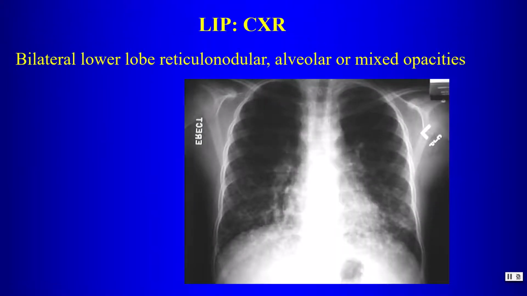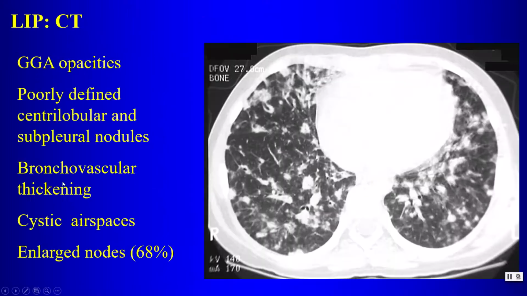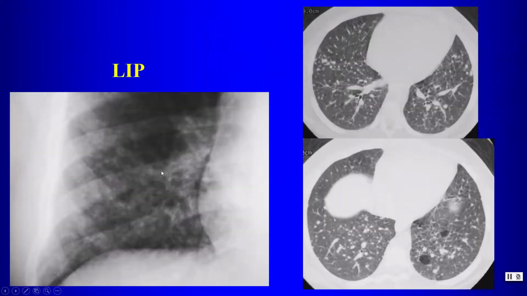The manifestations on radiology, there's a large variety of manifestations. You can have a lower lobe reticular nodular pattern. You might have alveolar opacities, mixed opacities. You might have nodular opacities, as in this example. You might have bronchovascular thickening. The cystic air spaces tend to be the most specific appearance on CT. Some patients might also have enlarged nodes.